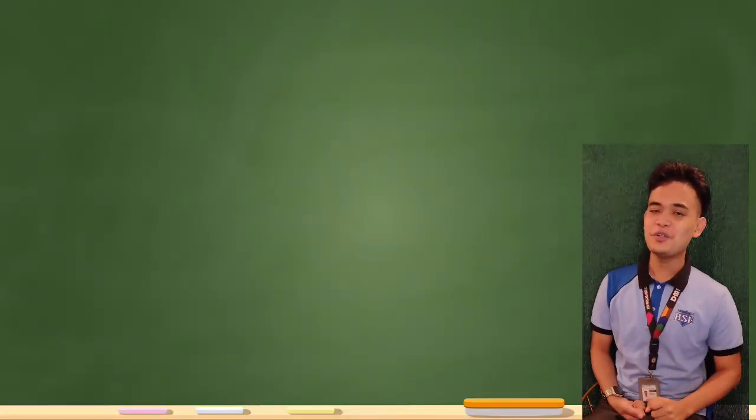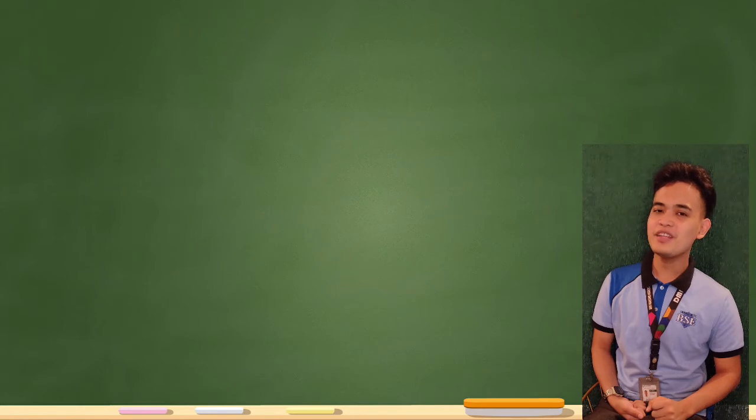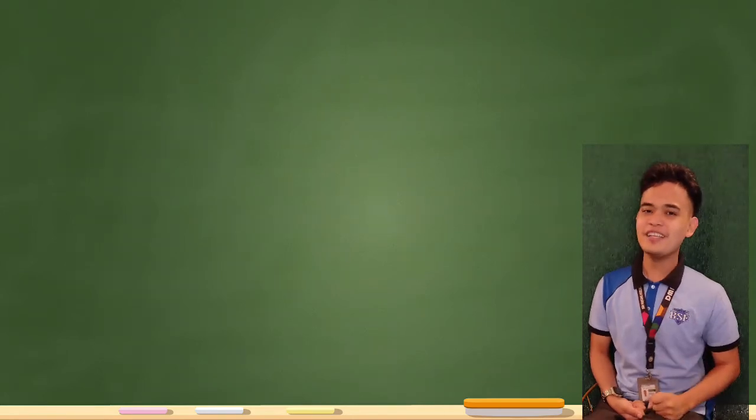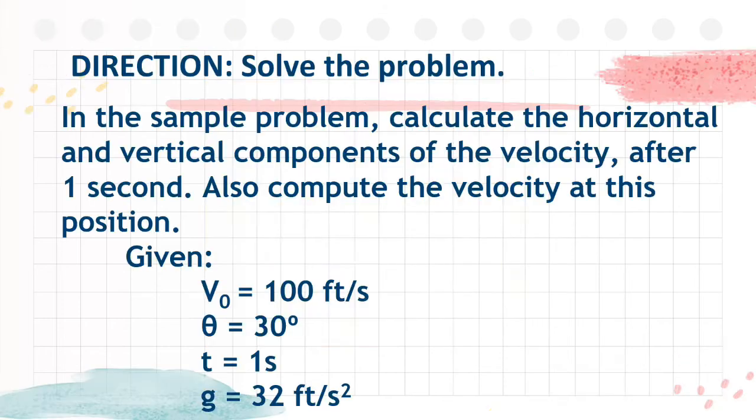Since you have now learned how to compute for the x component, y component, and the velocity, it's your time to shine. Activity number 2. Direction: solve the problem. In the sample problem, calculate the horizontal and vertical components of the velocity after 1 second. Also, compute the velocity at this position. For your benefit, the given v naught is equal to 100 feet per second, the angle is equal to 30 degrees, time is equal to 1 second, and of course, the physical constant, which is the acceleration due to gravity, is equal to 32 feet per square second.